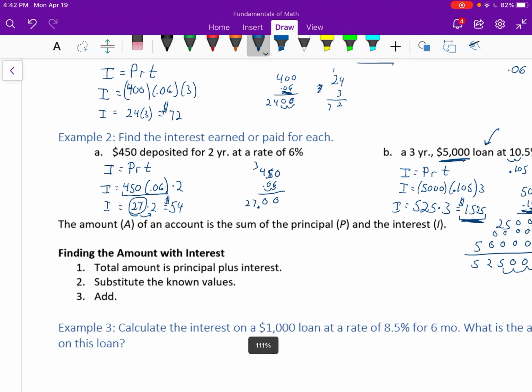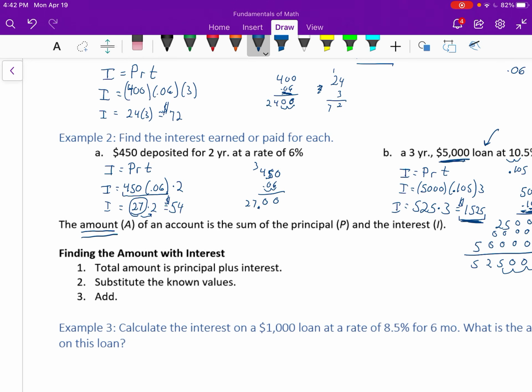Next, what we want to do is look at the amount. And we use a capital A. And when we say the amount, that is the sum of the principal and the interest.